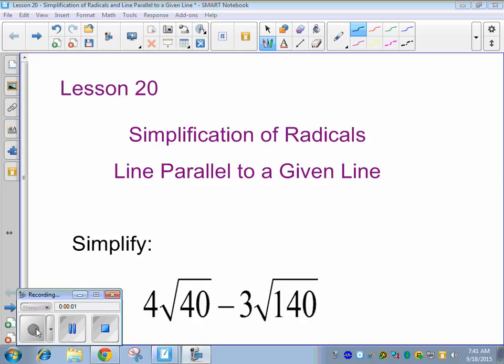Right, you guys, lesson 20: simplification of radicals and lines parallel to a given line.